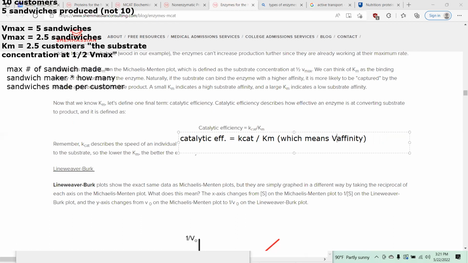If it has a high affinity for our substrate, that means that the substrate binds the enzyme very, very quickly. That means that the substrate concentration at 1/2 Vmax is going to be low, because we reach 1/2 Vmax very quickly because we're binding them so quickly. So we have a low Km, and that translates to an increase in catalytic efficiency. We also have an enzyme that has a very good turnover rate. It takes the substrate and flips it into product very, very quickly. And so if that increases, that's also another way to increase catalytic efficiency.